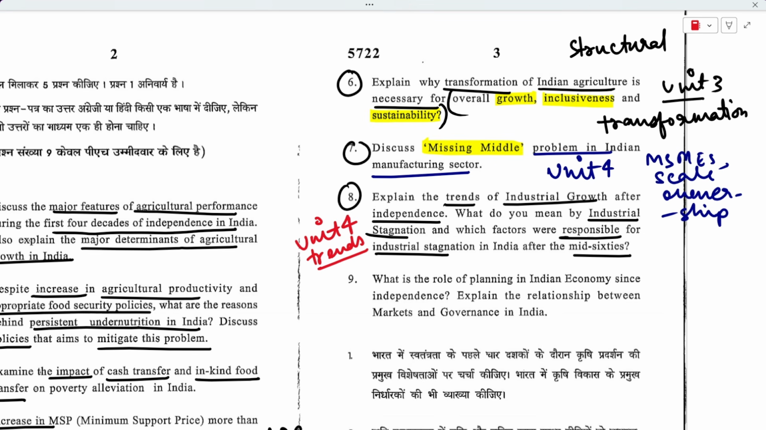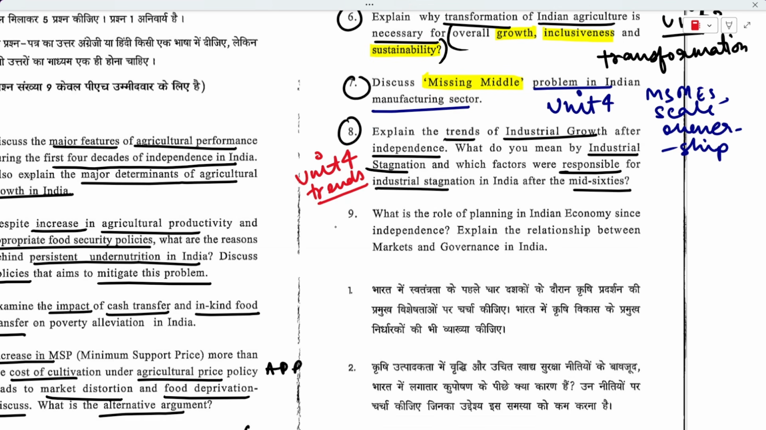Okay, this wants you to talk about trends in growth and policy. Then coming to question number 9, which is for PH candidates, but I'll just take this up. You can do this question for practice. This is, what is the role of planning in Indian economy since independence?